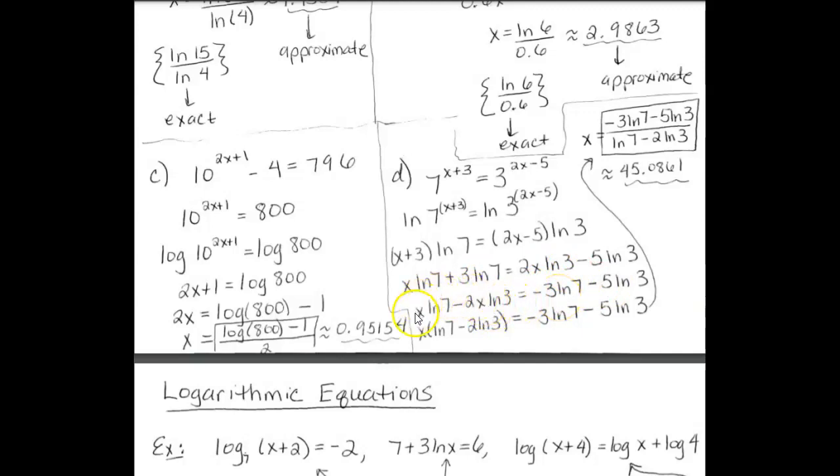Once you've done that, you're able then to factor an x out of this left side, factoring out the common factor of x. The right side would not change. And then finally, to get x by itself, divide both sides by this entire set of parentheses. So our solution becomes x equals this negative 3 natural log 7 minus 5 natural log of 3 divided by natural log 7 minus 2 natural log 3. When you're inputting this into the calculator, if they ask for an approximate value, you would need to put parentheses around the entire numerator, divided by, and then put parentheses around the entire denominator. And then that should give you 45.0861.